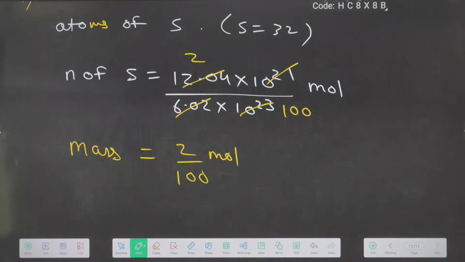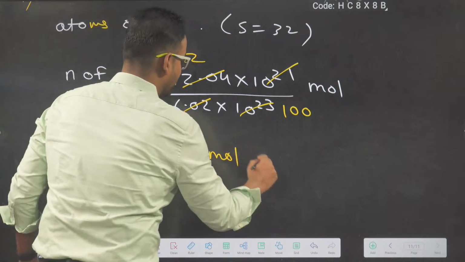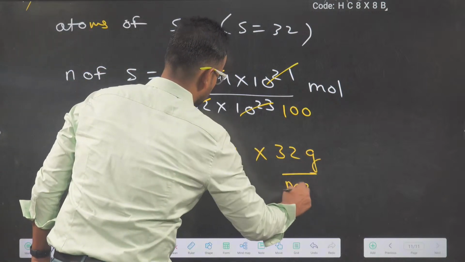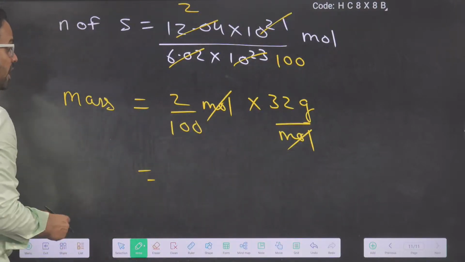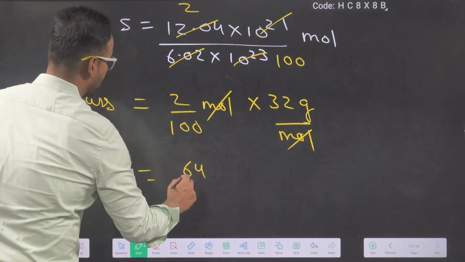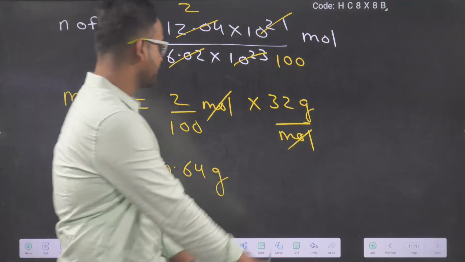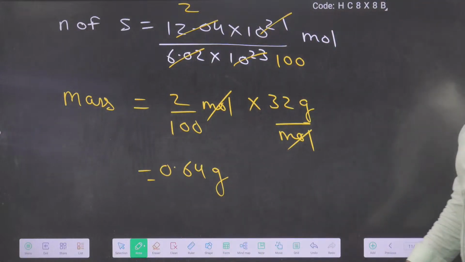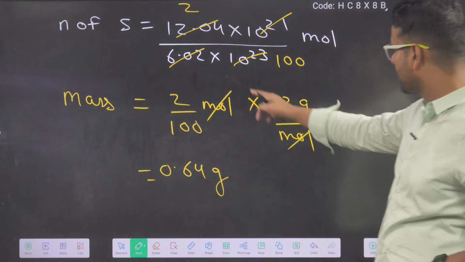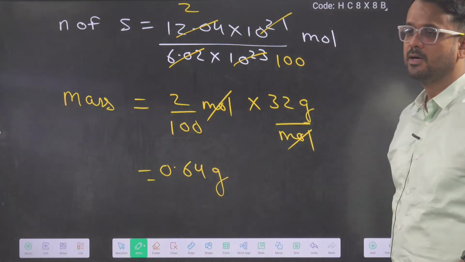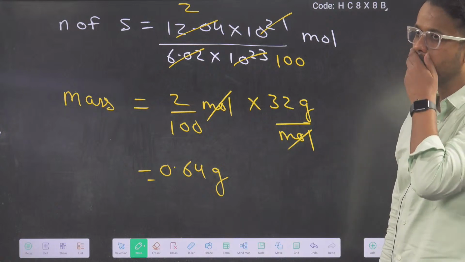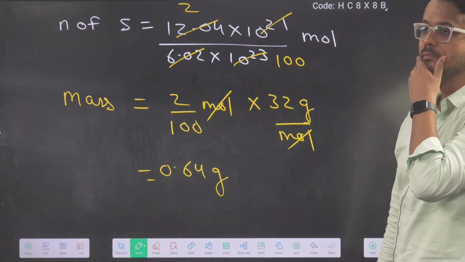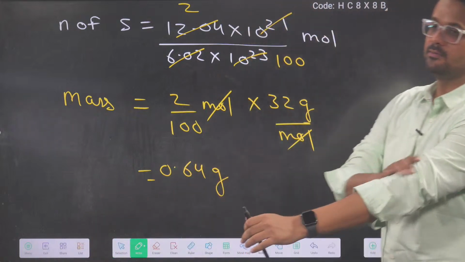Okay, so 2 by 100 mole is the number of moles of sulfur. Into the molar mass of sulfur, 32 gram per mole. So now what happens? Mole cancels over here, and you have 64 upon 100, that is 0.64 gram. I did not put 1 by 50 because the calculation becomes easier. Division by 100 is always easier than division by 50. Basic maths. Is this okay, everyone, boys and girls?